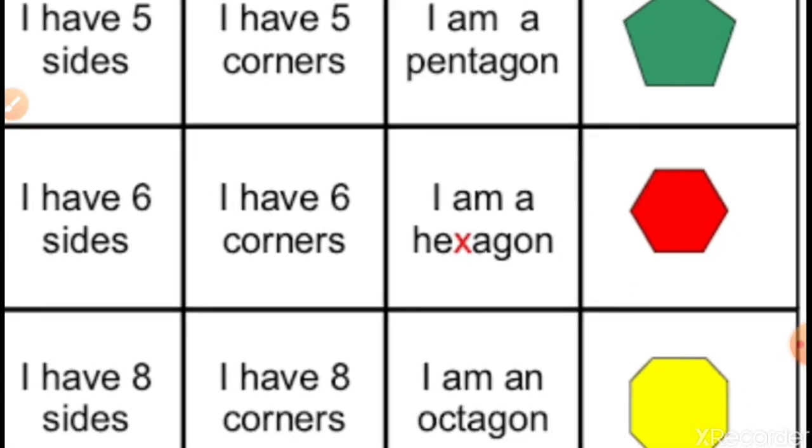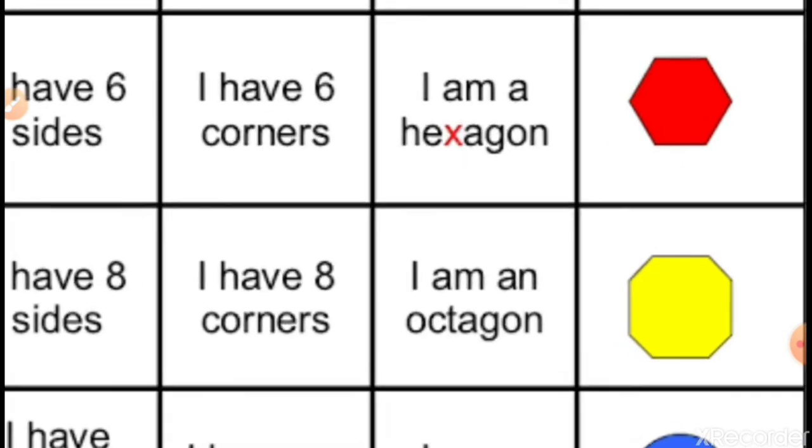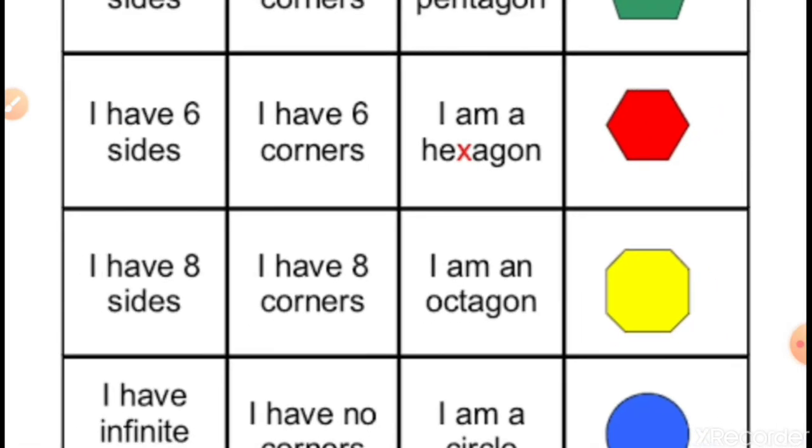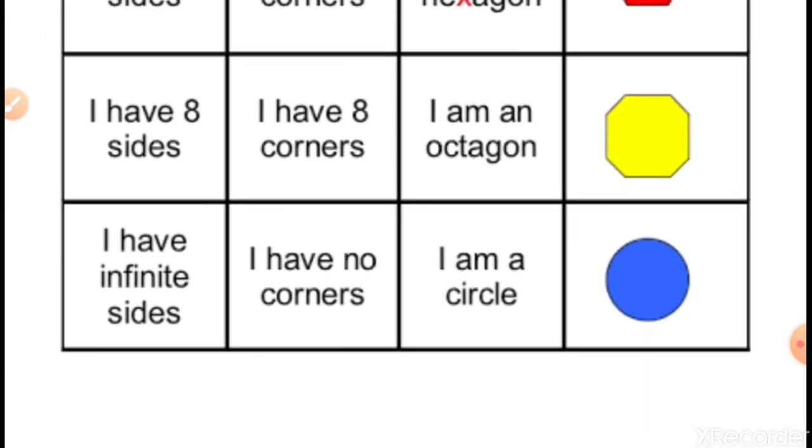Similarly, next shape is a hexagon. It has 6 sides and 6 corners. 6 sides होंगे तो 6 corners भी होंगे. जितने sides होंगे उतने corners होंगे. Okay. Then I have 8 sides and 8 corners. A shape having 8 sides and 8 corners is known as octagon. Okay. So इसके 8 sides से 8 corners है. This is an octagon. Now next is, I have infinite sides.